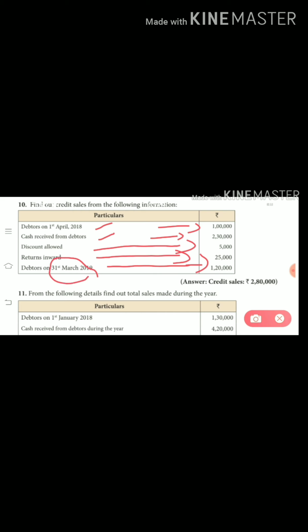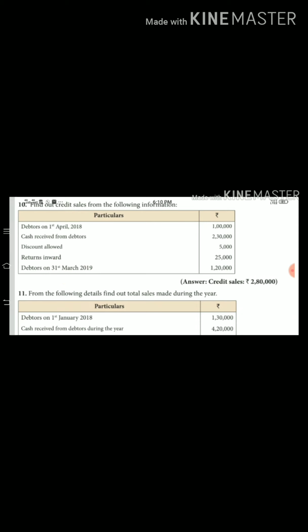So all the debtors values are given in the problem. The question is to find out the credit sales. So apply the format and find out the credit sales value. With the help of the format, apply all the debtors items to both sides and find out the credit sales value.